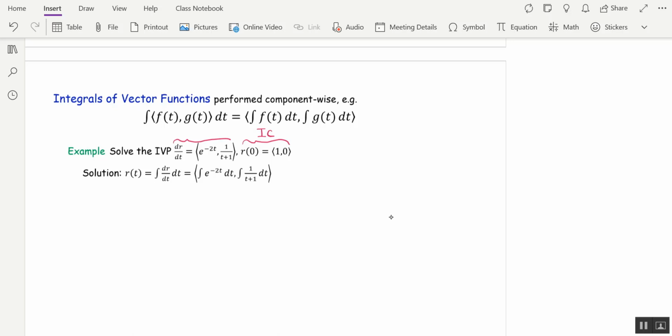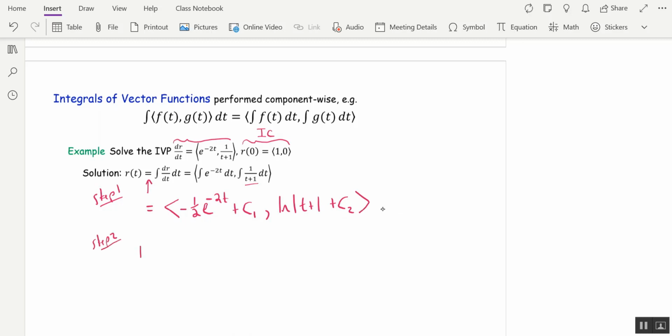So step 1 is to integrate to find r of t. And that's what I've started right here. r of t is the integral of the component functions. So that gives us -1/2 e to the -2t plus a constant. I'll call it C1 because I'm about to get another constant. And then when I integrate the second component function, I get ln of the absolute value of t plus 1 plus a constant C2. Step 2 is to find C1 and C2.